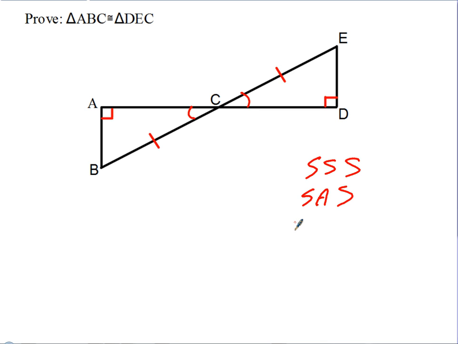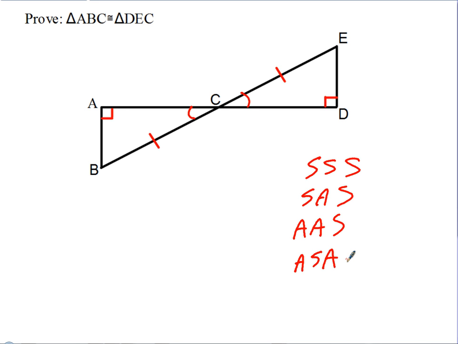SAS. What else? Angle, side. That's the harder one. And then one other pretty easy one. No, that doesn't work, does it? Because I could have a really small triangle and a really big triangle with the same angles, but they wouldn't be congruent. There you go. ASA. Okay? So those are our four choices.